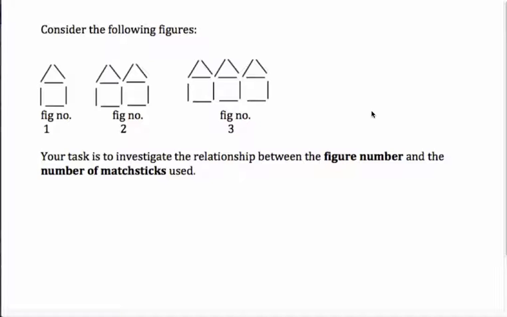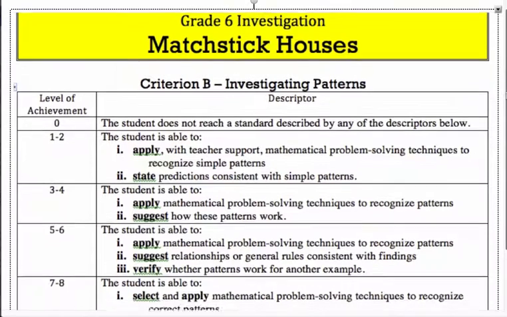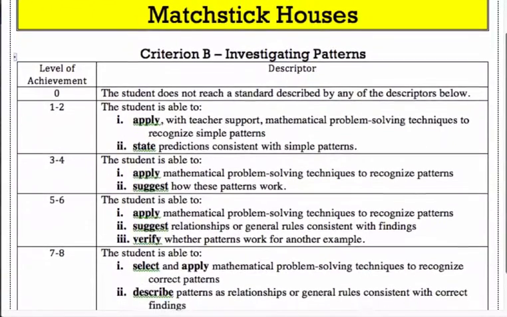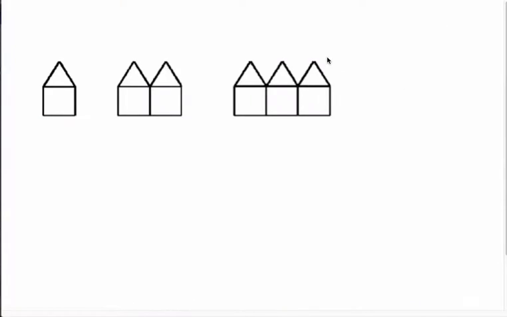So the task here is to investigate the relationship between the figure number and the number of matchsticks. So here is the pattern, and these are matchsticks here. And this is the criteria that we're basing our assessment on. So here's the diagrams as it is, and what we're going to do first is we're going to draw another diagram and continue the pattern.